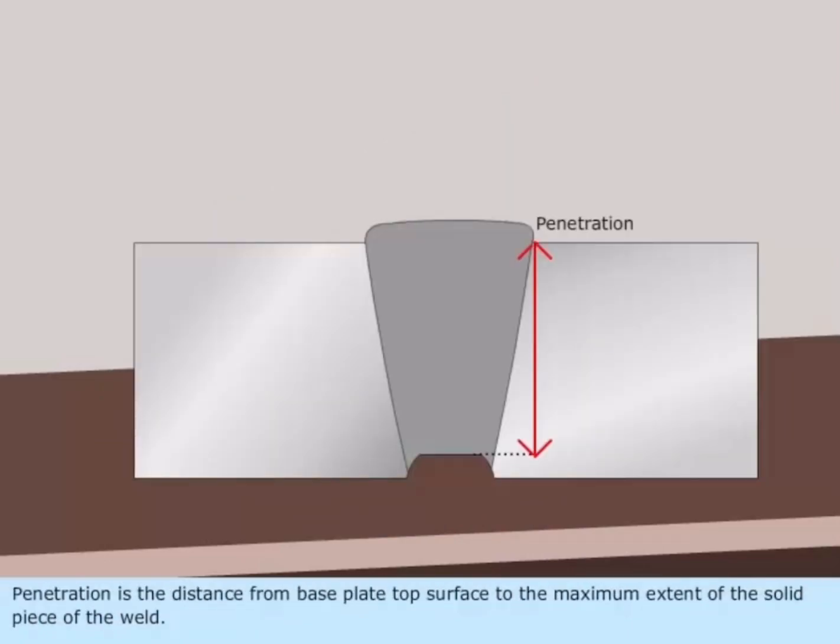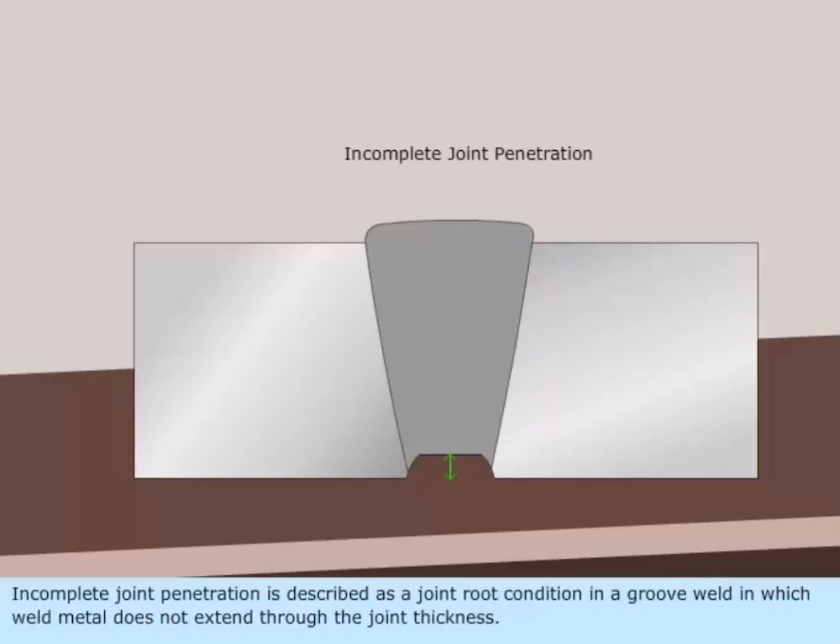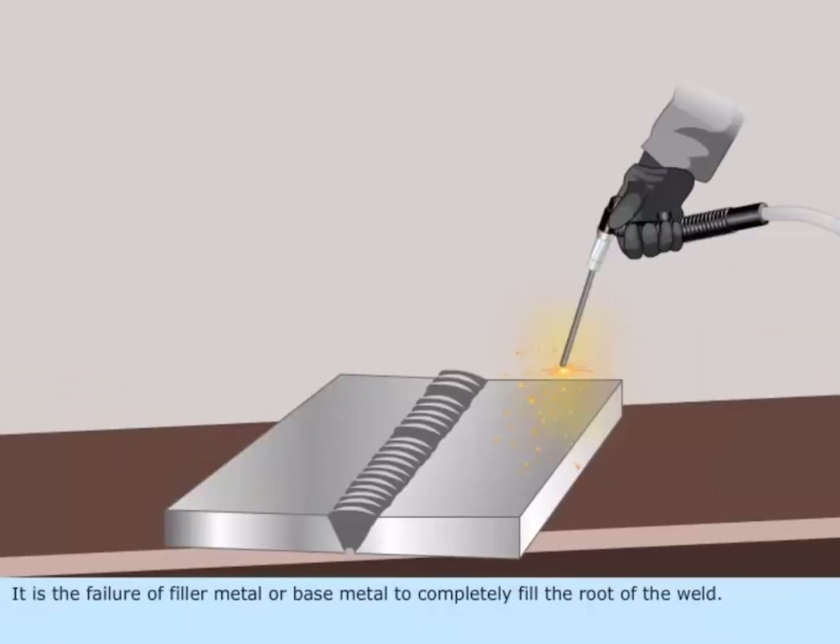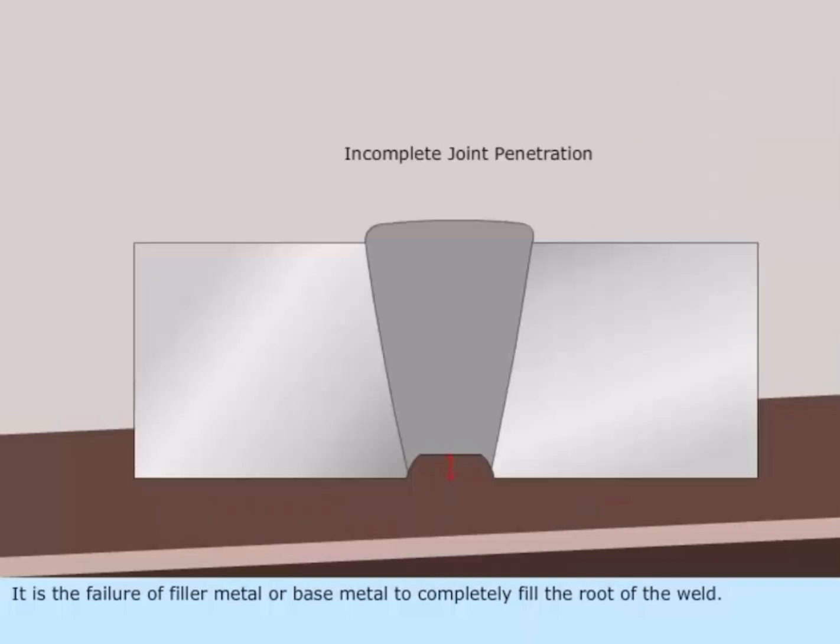Penetration is the distance from base plate top surface to the maximum extent of the solid piece of the weld. Incomplete joint penetration is described as a joint root condition in a groove weld in which weld metal does not extend through the joint thickness. It is the failure of filler metal or base metal to completely fill the root of the weld.